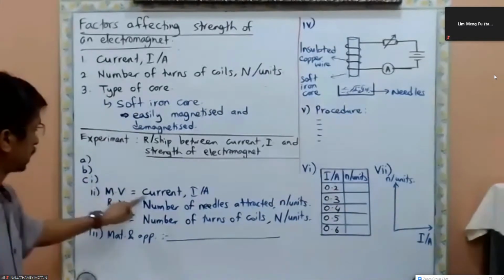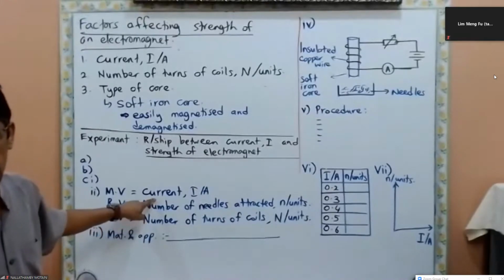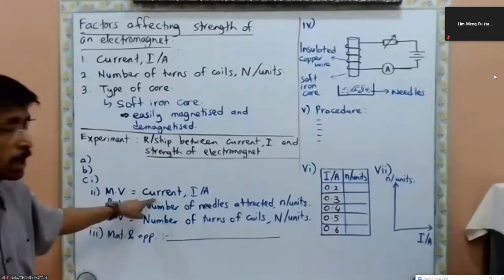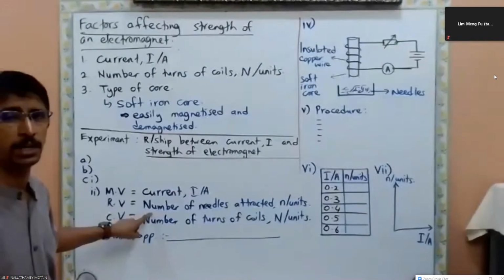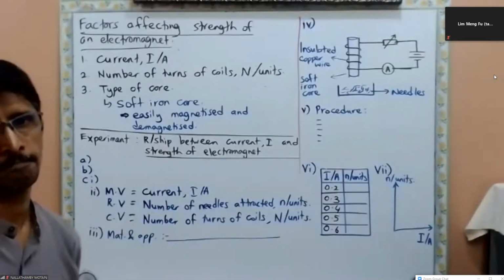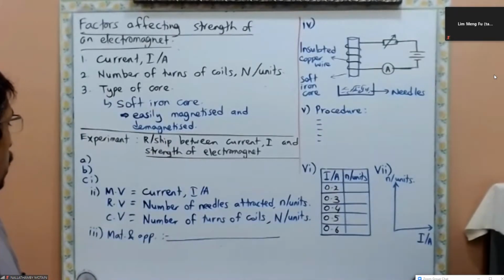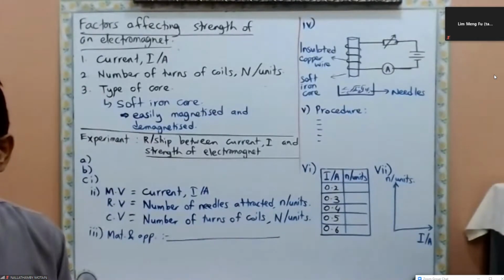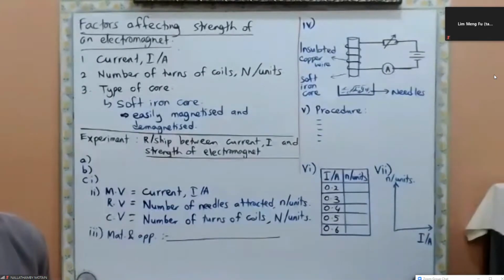For the B, when current increases, number of needles attracted also increases. Please write based on the experiment. When current increases, number of needles attracted also increases.